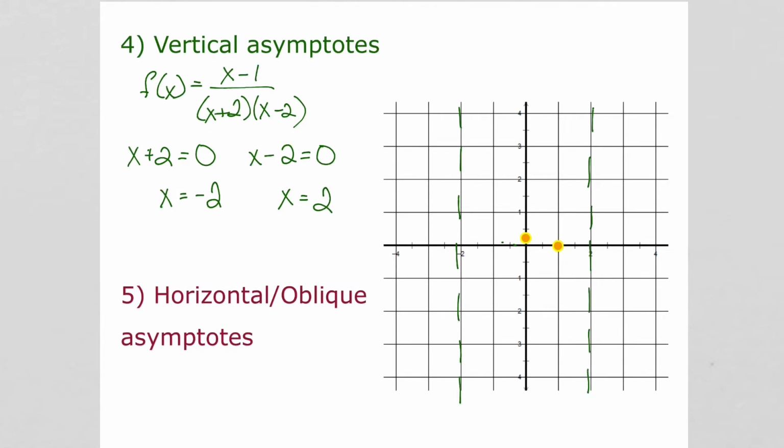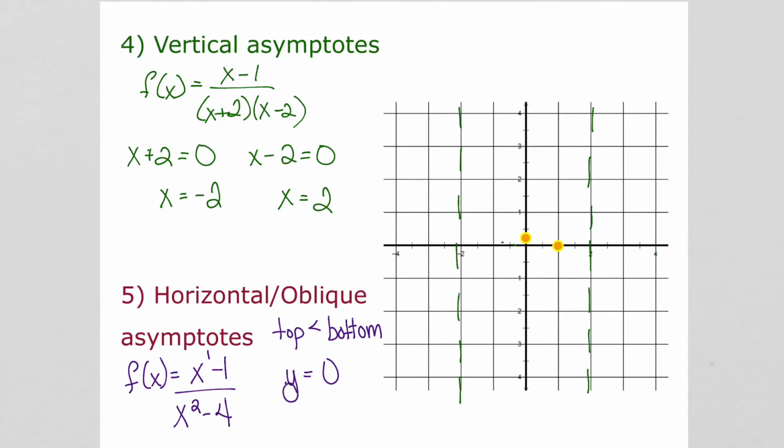Then it asks us if there are any horizontal or oblique asymptotes. If we look at the original function where it's multiplied, not factored, then we can see that the degree on the top, which is 1, is less than the degree on the bottom, 2. So what does that tell us about horizontal asymptotes? Y equals 0. And if there's a horizontal asymptote, there shouldn't be a slant, so we're not going to worry about that dividing. There's our horizontal asymptote. Kind of hard to see there, but you get the idea.